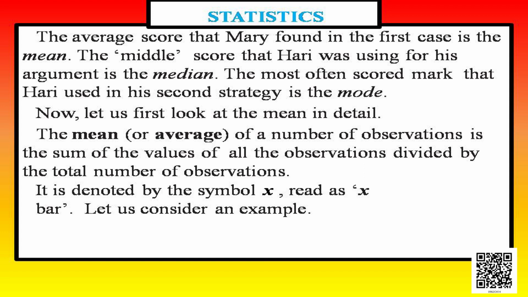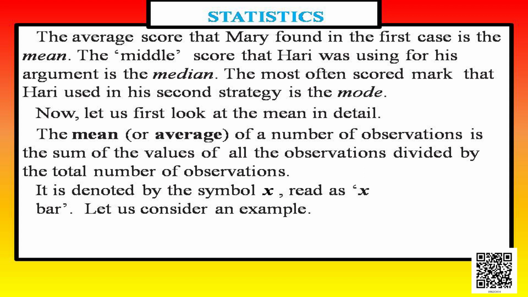Now let us first look at the mean in detail. The mean or average of a number of observations is the sum of the values of all the observations divided by the total number of observations. It is denoted as x bar.